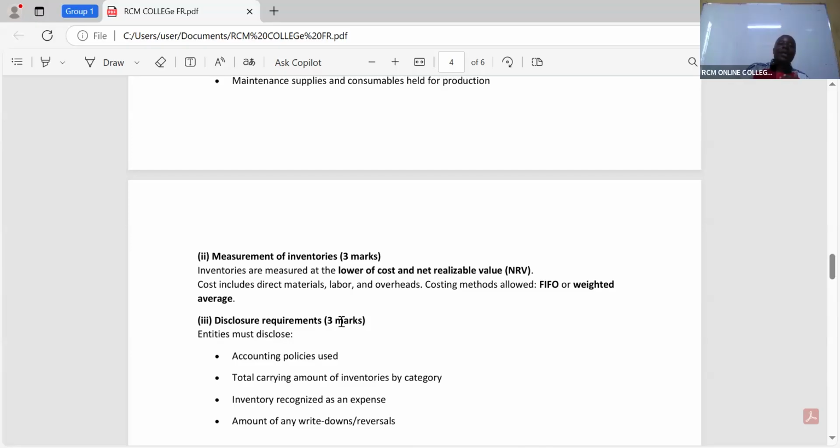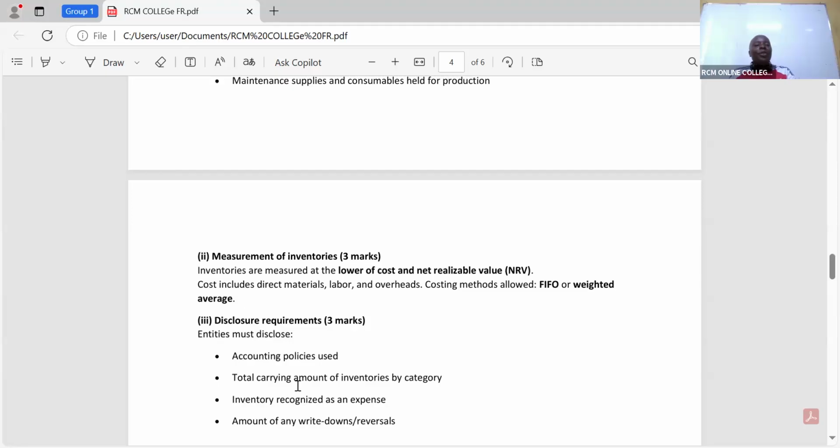Now, ladies and gentlemen, in terms of inventory disclosure requirements, remember you're going to have a whole area where you capture the disclosures on inventory. You must tell us the accounting policy that was used. Is it FIFO or weighted average method? Remember, LIFO is no longer allowed. Last in, first out was abolished. So you could either use FIFO or weighted average.